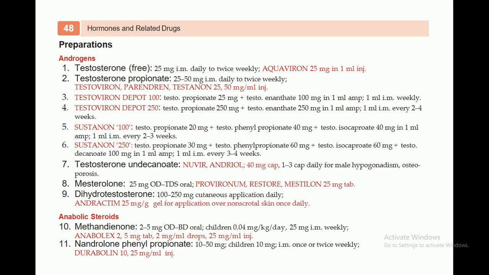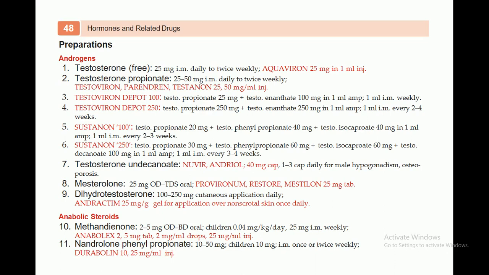Okay, so anabolic steroids are methandienone, which is available in 2 to 5 milligram tablets. In children, it can be given at the dose of 0.05 milligram per kg per day, or 25 milligram IM weekly. So this drug is available as methandienone anabolics, 2 to 5 milligram tablets or 2 milligram per ml drops, 25 milligram per ml injection.